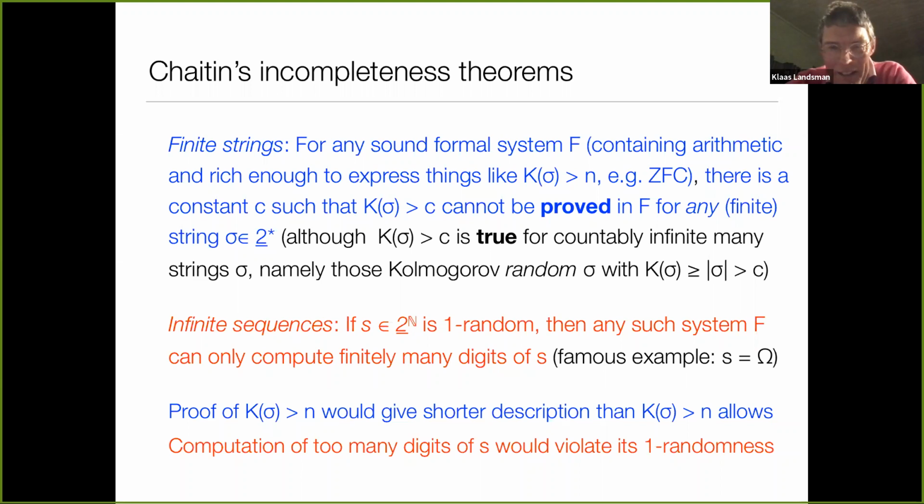And the proof is similar in both cases. So the finite case, for strings: if you were to prove the fact that the Kolmogorov complexity is larger than a given bound, then the proof would in fact identify the string sigma. This is a non-trivial point. And from this identification, you could actually give a shorter description of the string than its complexity allows. So it's proved by contradiction. And similarly for sequences, if you're actually able to compute too many digits, then you would compromise its randomness, basically. All right, next slide, please.